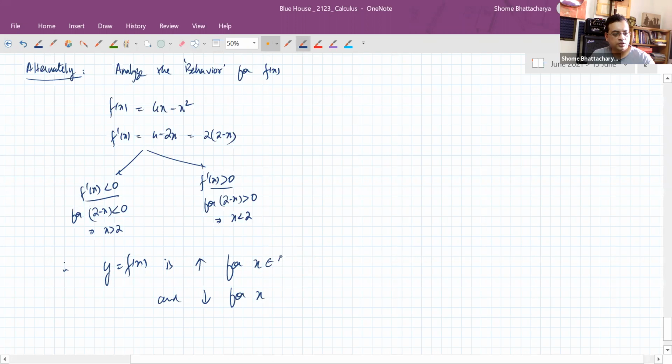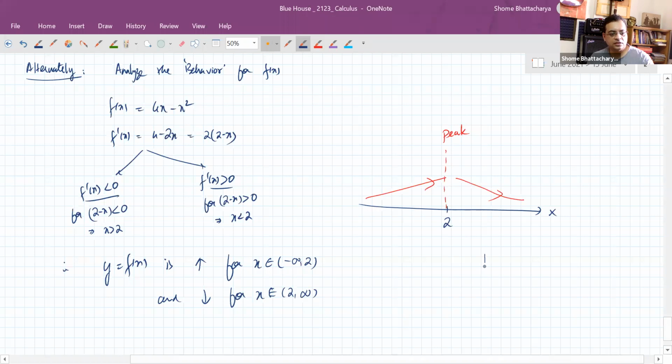So x belonging to minus infinity to 2 and x belonging to 2 to infinity. On the number line, we could have thought that we have only one critical point, which is 2, and the function is rising before this and then dropping after this. So therefore, naturally at 2, it will have a peak point.